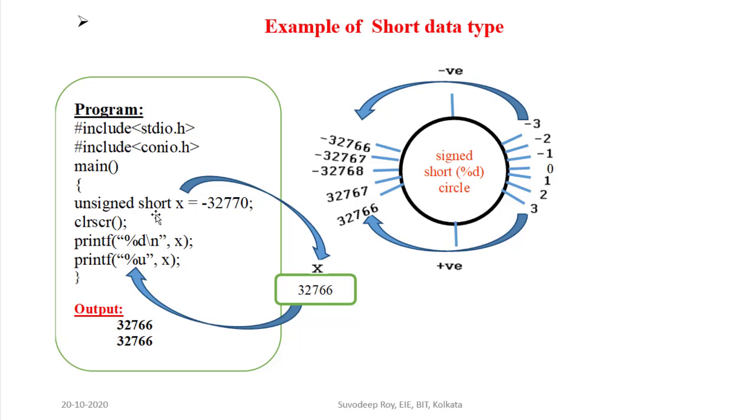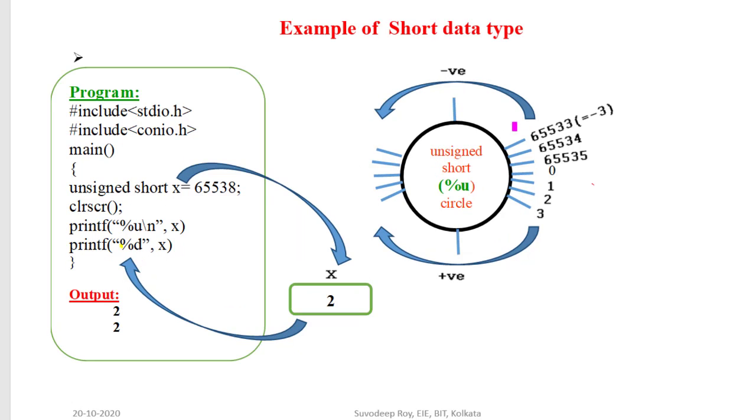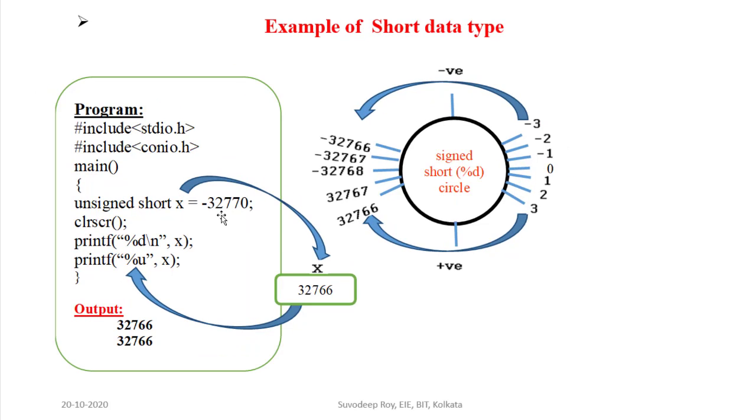So the compiler will check whether this value is there in the unsigned short circle or not. This is -1, this is -2, this is -3, -4, -5, like this. I should check the corresponding value of minus 32,770. It is tedious to find out that value here. So I am searching for another way to find the corresponding value of that.